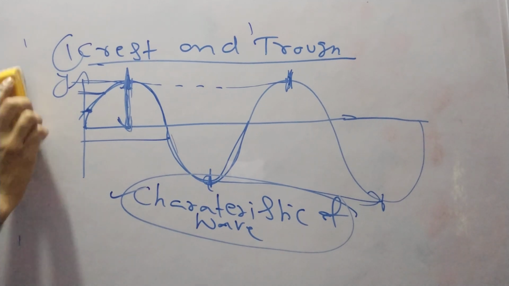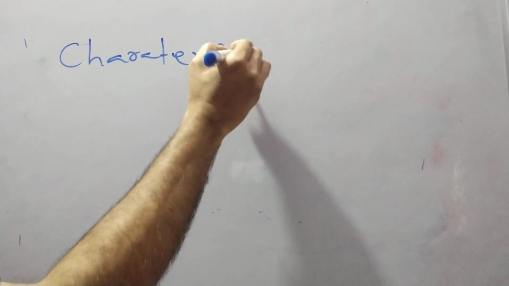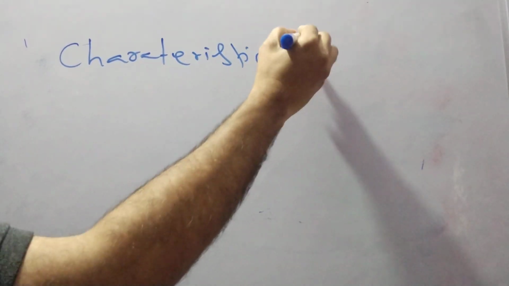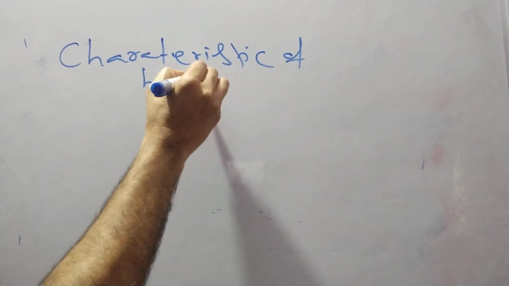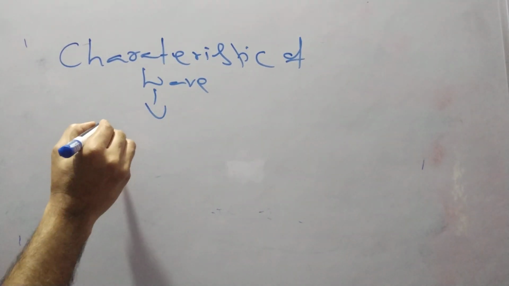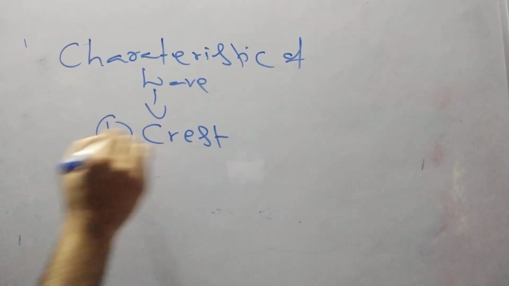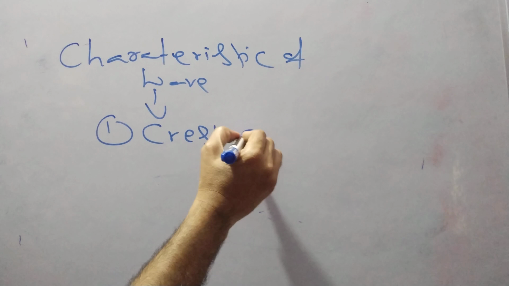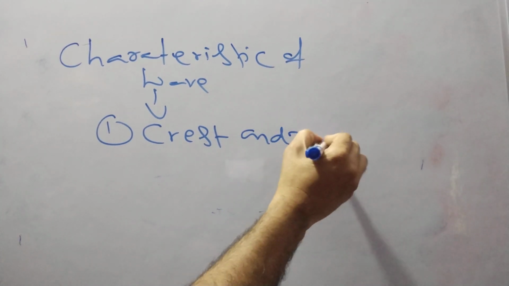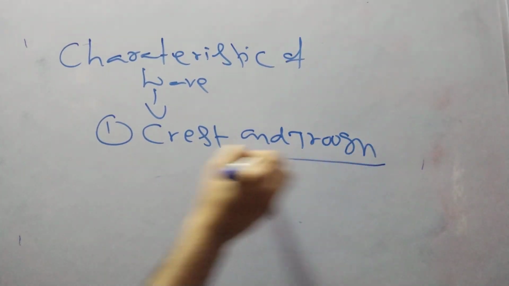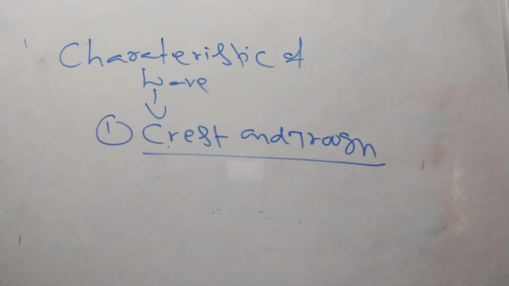So we are studying the characteristic of a wave. First characteristic is here. In this video we are studying only this part, crest and trough of a wave. So what is crest and what is trough in a wave, that we have to see here.